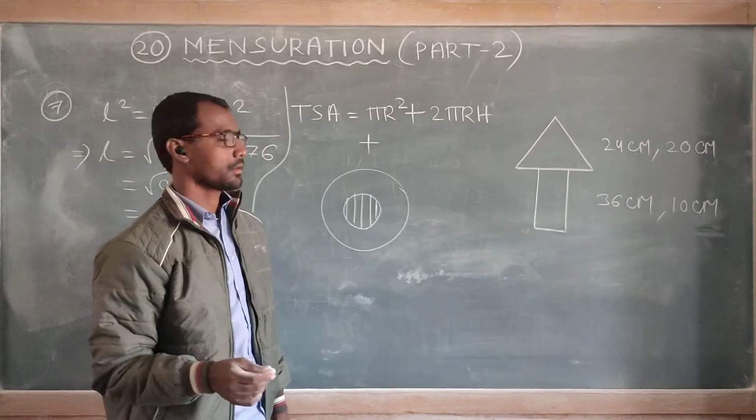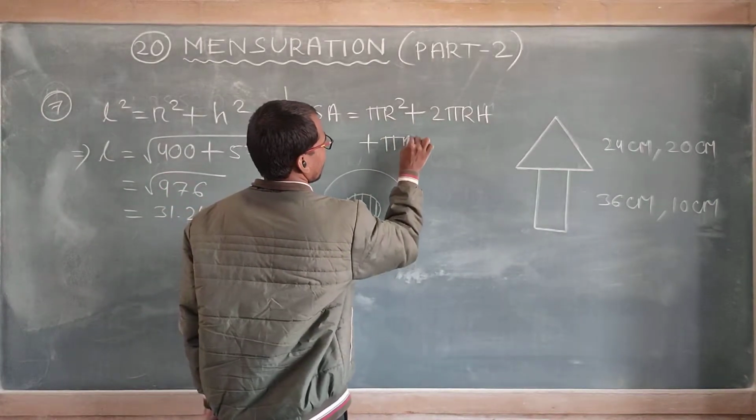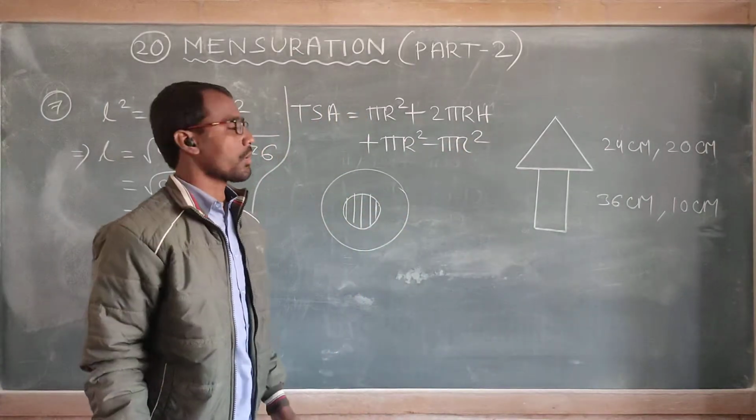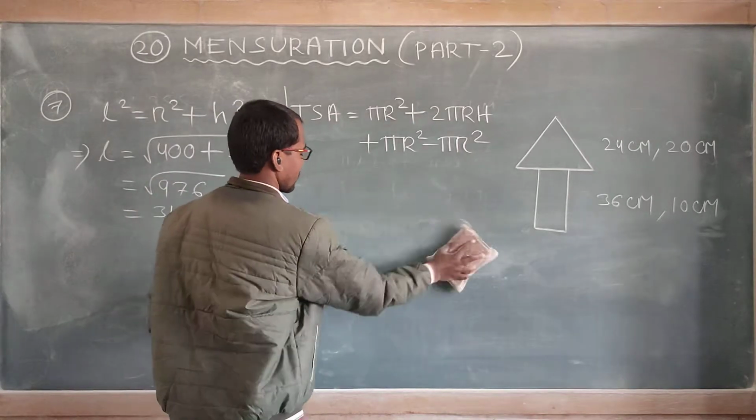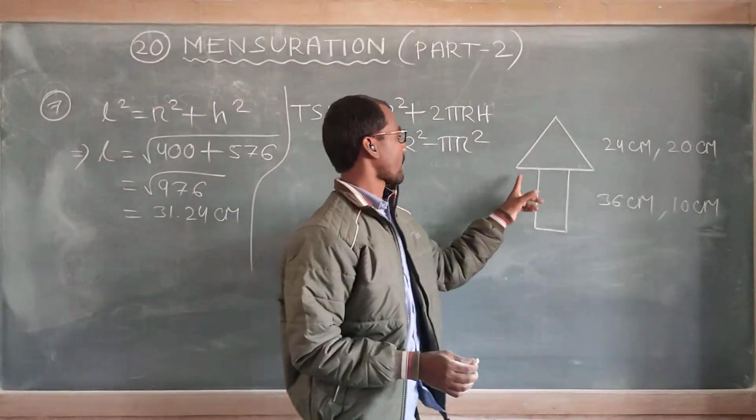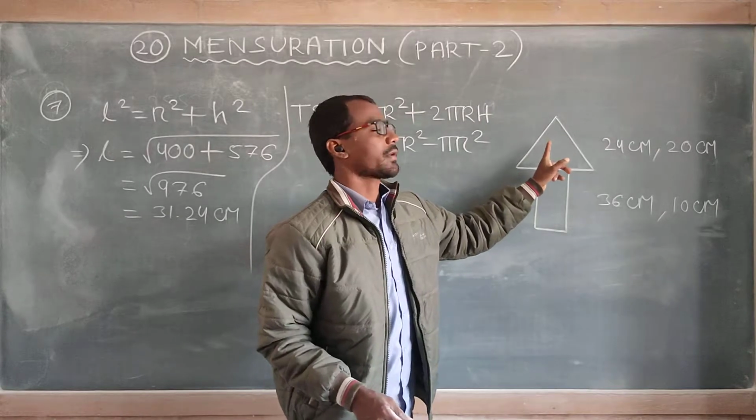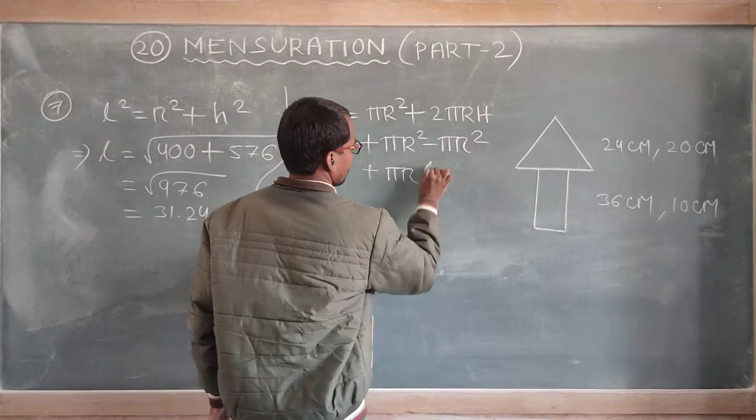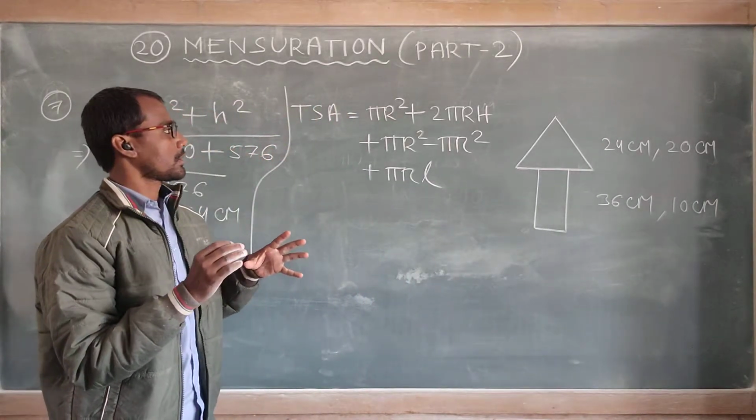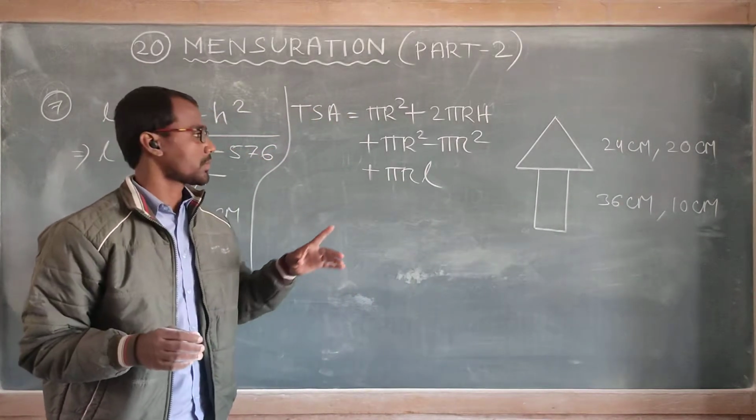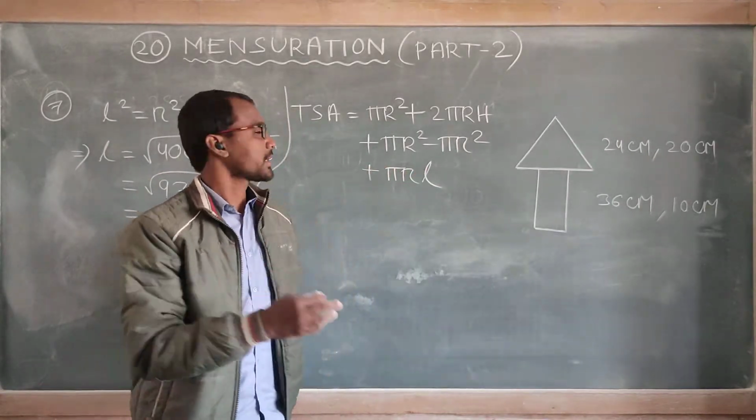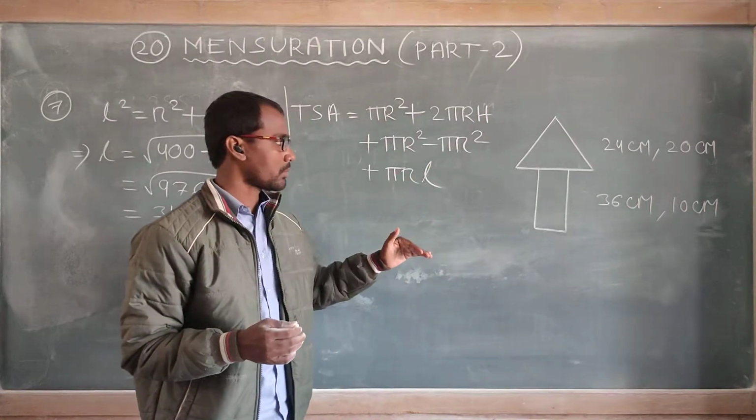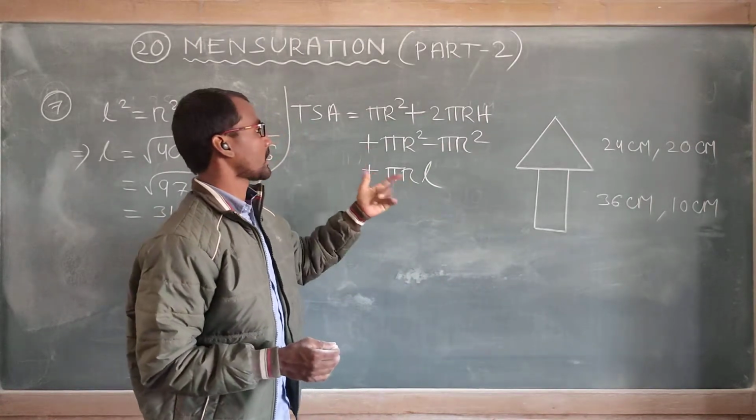And what is its area? Pi r square minus pi R square. Area of the outer circle minus area of the inner circle. So this part is also over. Then the curved surface area of the cone, which is pi r l. So this is the formula to find the total surface area of this toy. You have to find this on your own. Use your imagination, think from top to bottom or from bottom to top and find the total surface area formula.